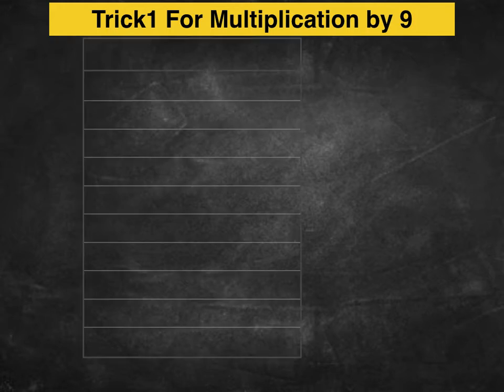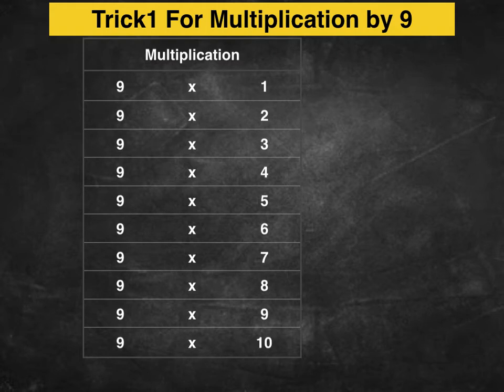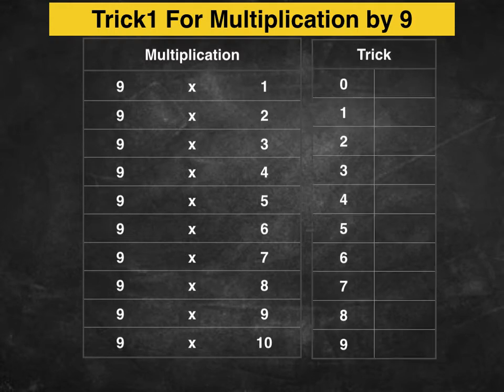What we need to do is first write down the table. So we do 9 into 1, 9 into 2, 9 into 3, 9 into 4, 9 into 5 and up to 9 into 10. We do not write the answers yet. Now against what we've just written, we write 0, 1, 2, 3, 4, 5, 6, 7 up to 9, the same way as I've just shown here.